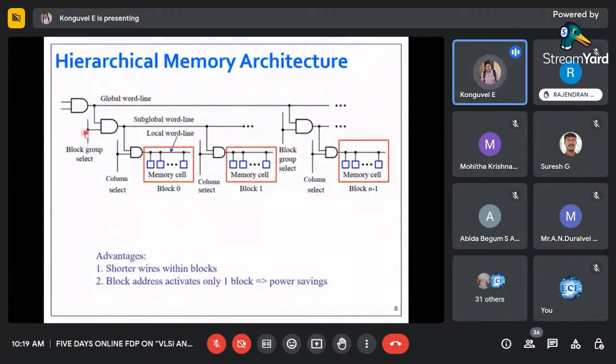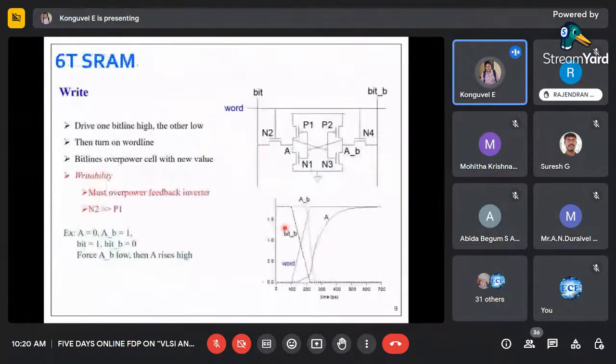So when this is activated, because of this AND gate, this will be getting one. When both are one, this will be getting one. So this is going to activate based on the column select, so that memory cell alone will be activated. So this is how it is packed: block 0, block 1, block 2, up to block n-1. Since we start with 0, it comes to n-1. This is all about the hierarchical memory architecture.